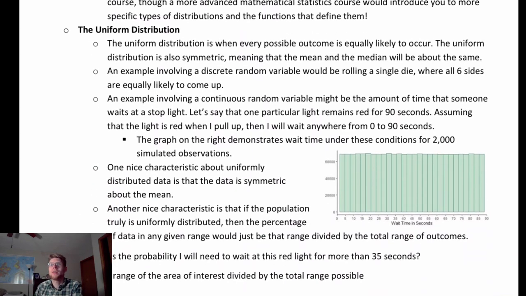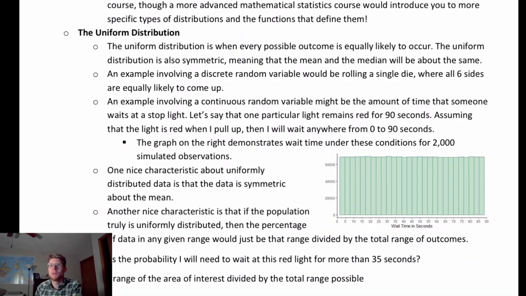You can see this graph on the right demonstrates wait times under these conditions, where I think I did more than 2,000, it might be like 2 million maybe, I'm not really sure honestly at the moment. It looks like I did quite a few simulations of this and then created a uniform distribution to show over time. We would see that each of these bins should come up about equally likely here.